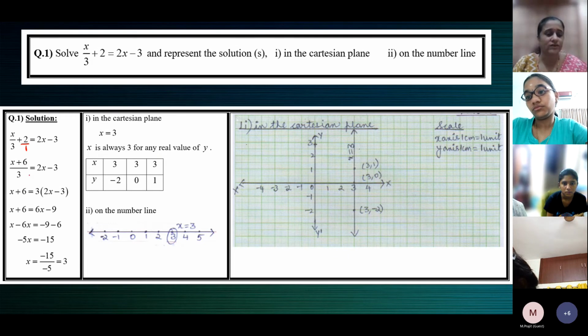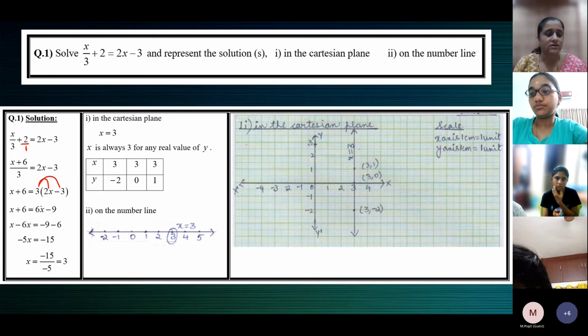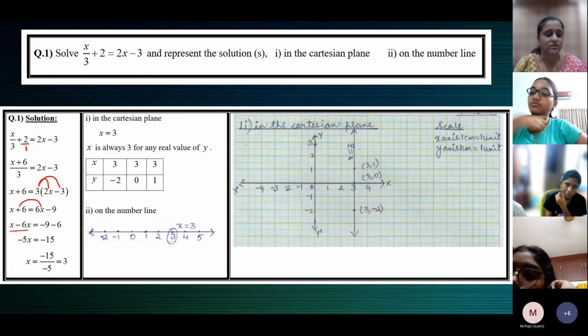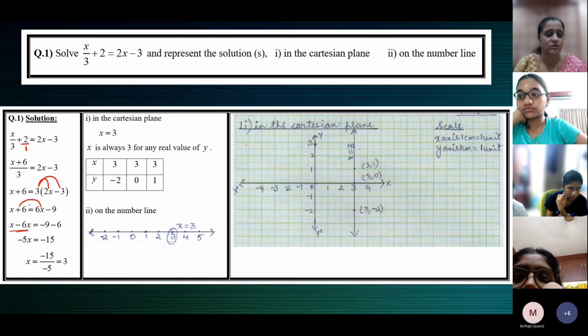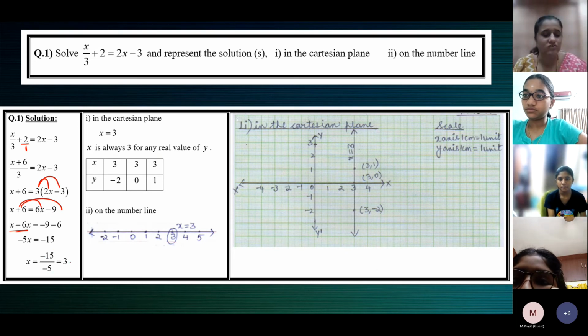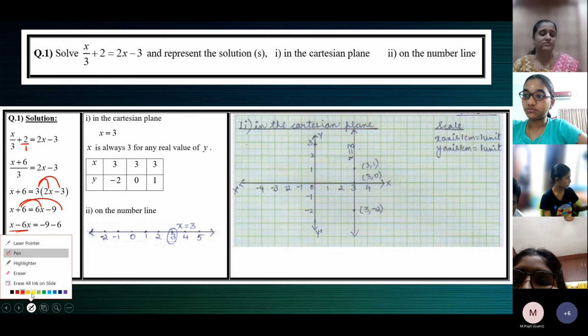Then x plus 6 is equal to, cross multiply, 3 into 2x minus 3. Then x plus 6 is equal to 3 into 2x is 6x, 3 into minus 3 is minus 9. Then x minus 6x is equal to minus 9 minus 6. So minus 5x is equal to minus 15. X is equal to minus 15 by minus 5, which is 3. So the value of x is 3.